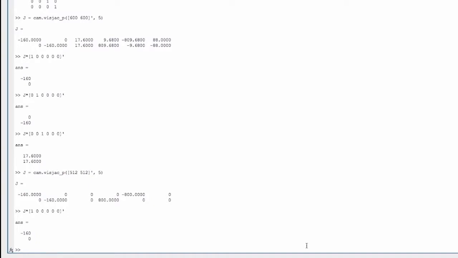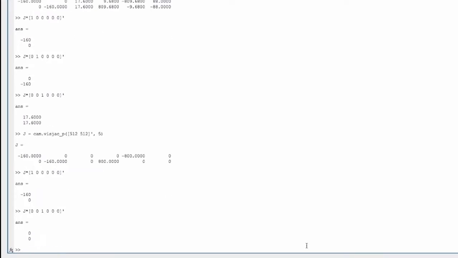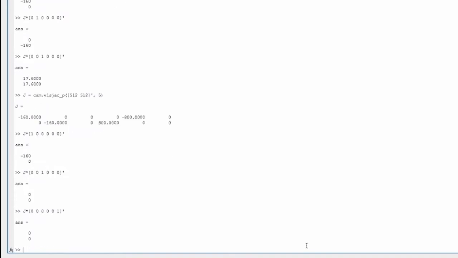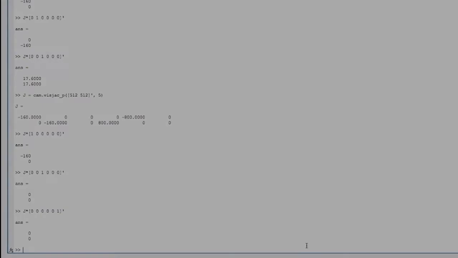Now let's see what happens if we move in the z direction, and we see now that this particular point is going to have zero velocity. So my camera is moving forward at a meter per second, but as far as that particular point, its projection on the image plane, it's not moving at all. And the same thing happens in the case of rotation around the optical axis. We see again that this particular point has got zero motion on the image plane.